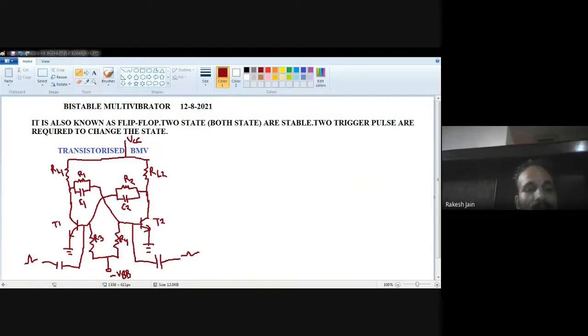Now the capacitor names C1, C2 have already been used, so we can name them C3 and C4. So this is the complete transistorized structure of the bistable multivibrator.